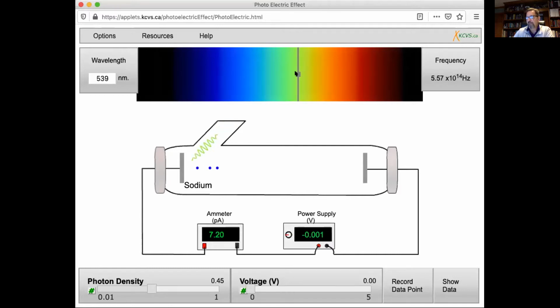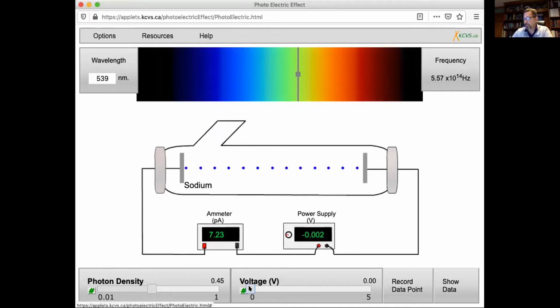I move just beyond that threshold, just enough to overcome the work function of sodium. And sure enough, I've got enough extra energy to give the electrons a little bit of kinetic energy to push them to the collector plate, and it registers as a current, which you can see in picoamps, a very small amount of current, but good to go.